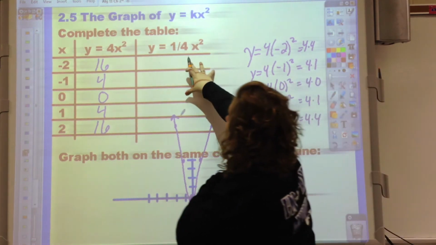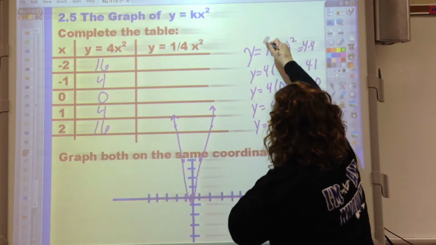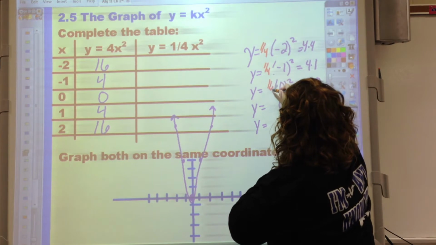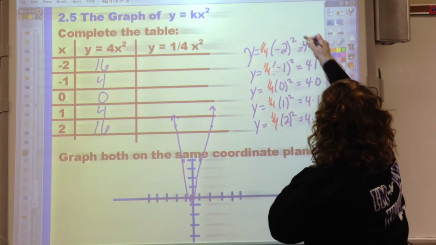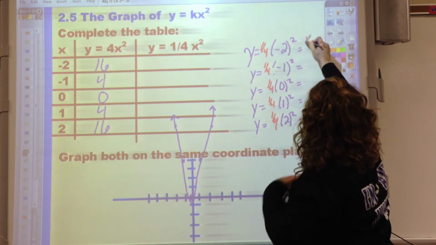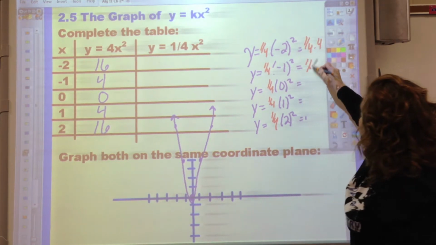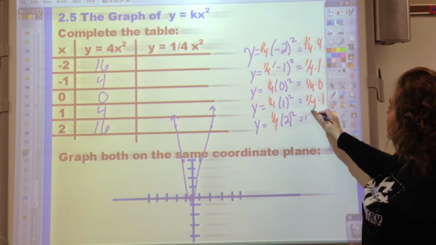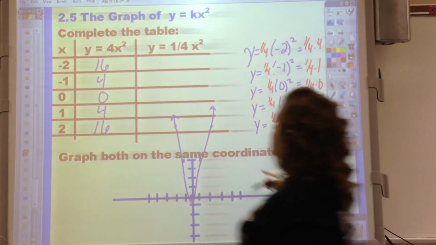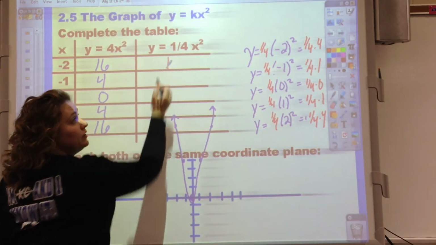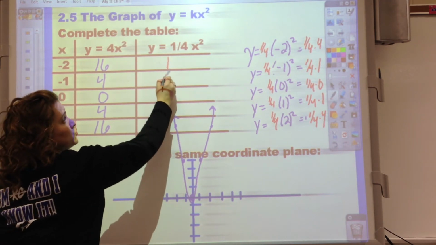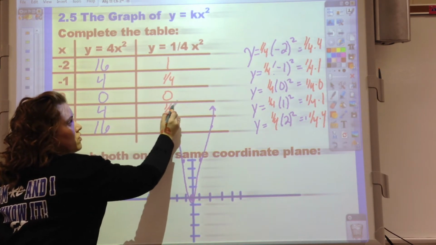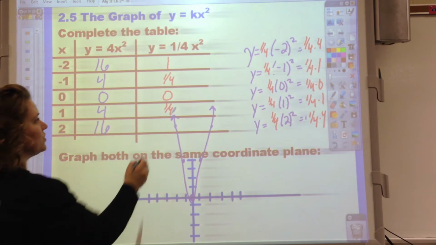Now let's plug in values into 1/4 x squared. So let's change these to 1/4. Over here, these will change to 1/4 times 4, 1/4 times 1, 1/4 times 0, 1/4 times 1, and 1/4 times 4. So for this first point, 1/4 times 4 is 1. For the second point, 1/4 times 1 is 1/4. 1/4 times 0 is 0. 1/4 times 1 is 1/4. And 1/4 times 4 is 1.